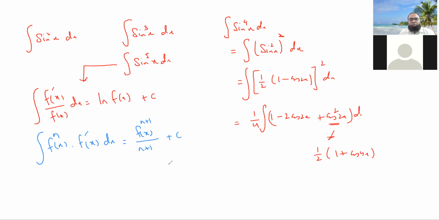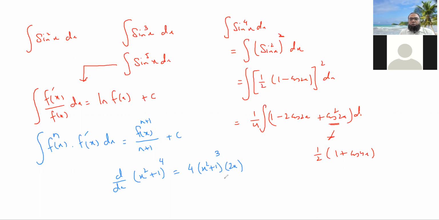Now suppose you have to differentiate x squared plus 1 raised to power 4. What is that? There is going to be 4 into x squared plus 1 to the power 3 times 2x. Okay, now this 2x is the derivative of the expression that has a power over here.